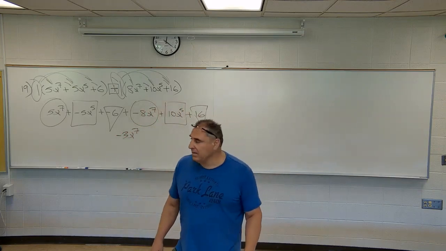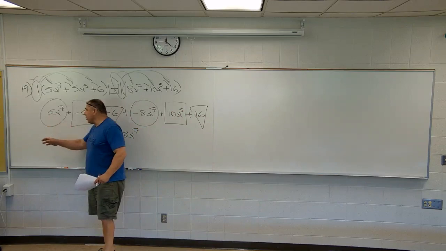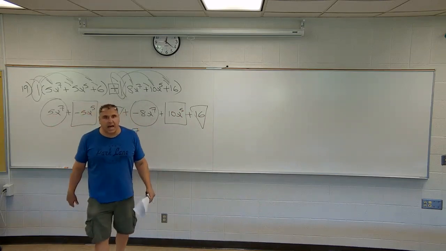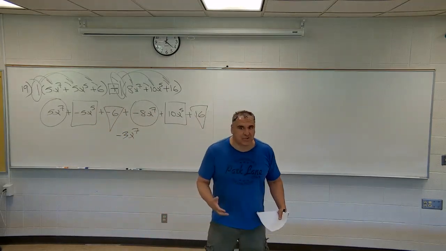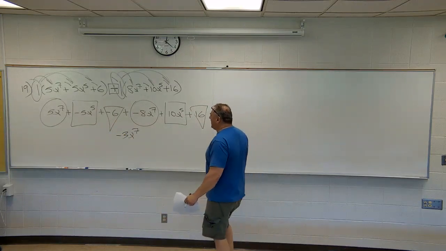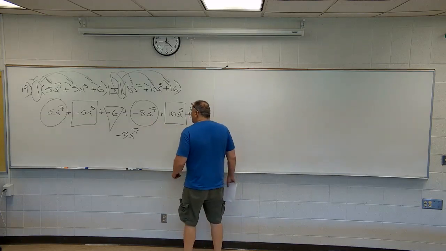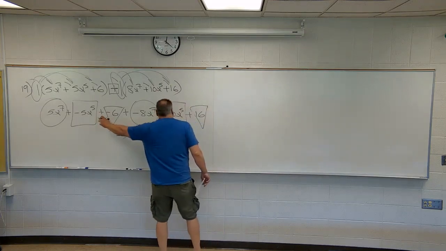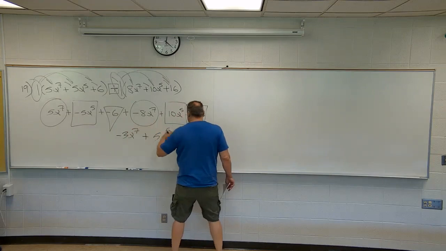If I have a bunch of boxes that are called x to the 7th, when I add a bunch of them together, they're the same kind of box, there's just more of them. The boxes don't change, the number of boxes changes. So the exponentiated quantities don't change. I said that last time. 5x to the 7th and negative 8x to the 7th is negative 3x to the 7th. Negative 5x to the 5th and positive 10x to the 5th is 5x to the 5th. 6 and 16 is 22.